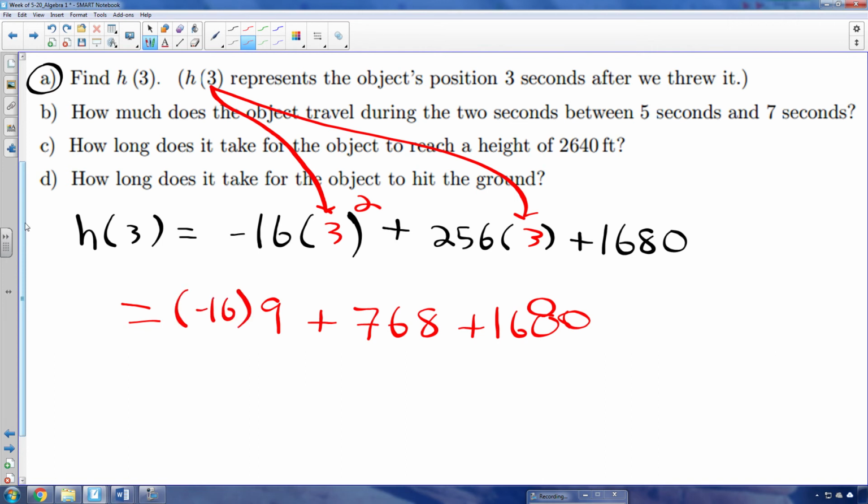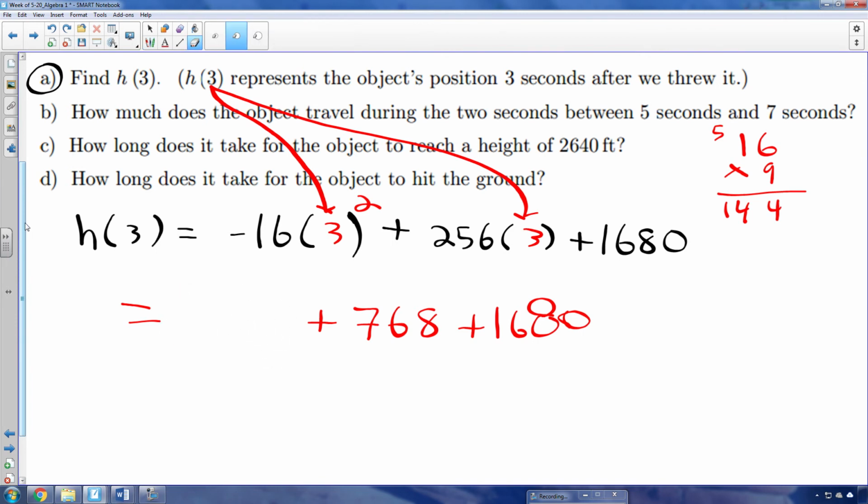Well, I know that 16 times 9 is going to come out to, that's 54, and then that's 9 and 5 is 144. So this is going to come out to negative 144. If it's okay, I'm going to erase that. You can always go back and look at what I did. And now we'll have a better idea of what's going on here.